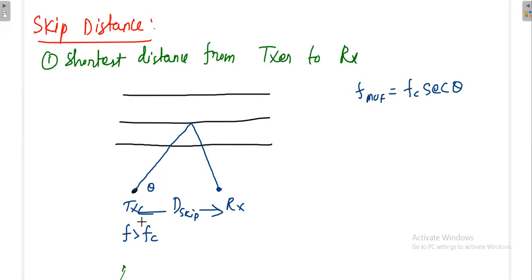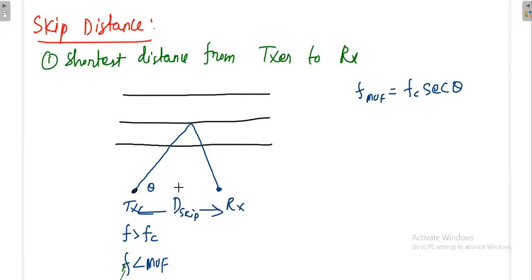That means I can use any frequency from fc up to the maximum usable frequency. So my frequency can be anything greater than fc, but it has to be less than the maximum usable frequency. F has to be less than the maximum usable frequency.